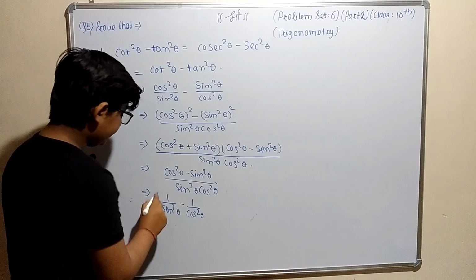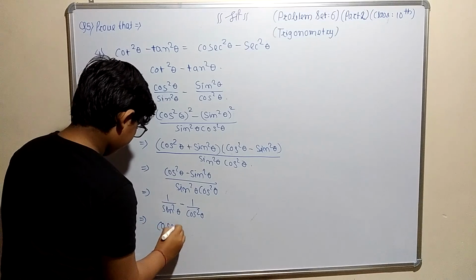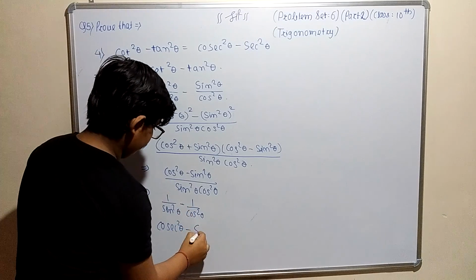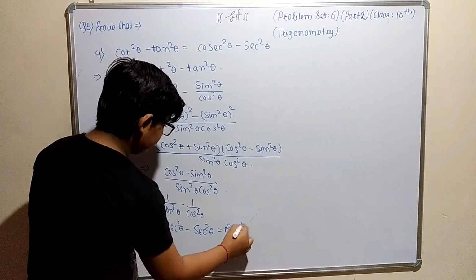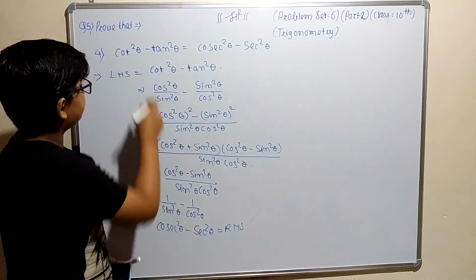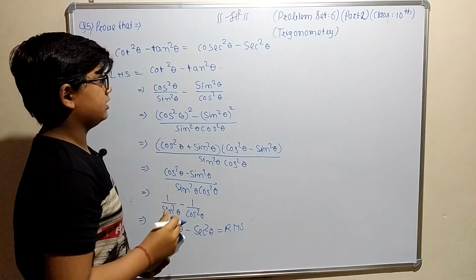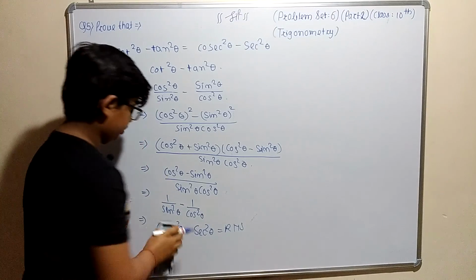Now what is 1 by sin square theta? Cosec square theta. Cosec square theta minus 1 by cos square theta is sec square theta. That is equal to RHS. Hence LHS equals RHS. We have proved this question also, that cot square theta minus tan square theta is equal to cosec square theta minus sec square theta. Now we will go to our next question.